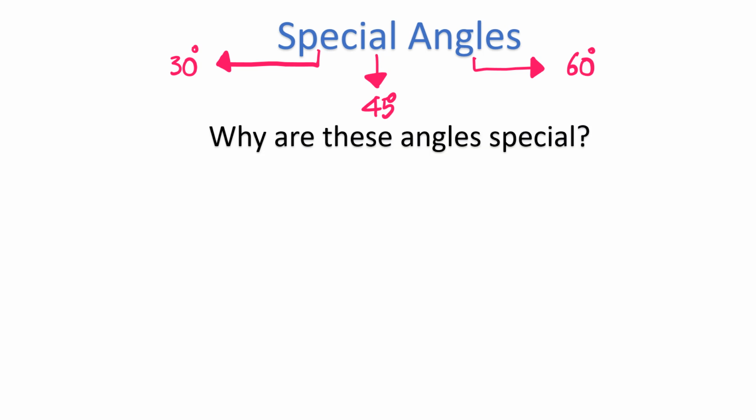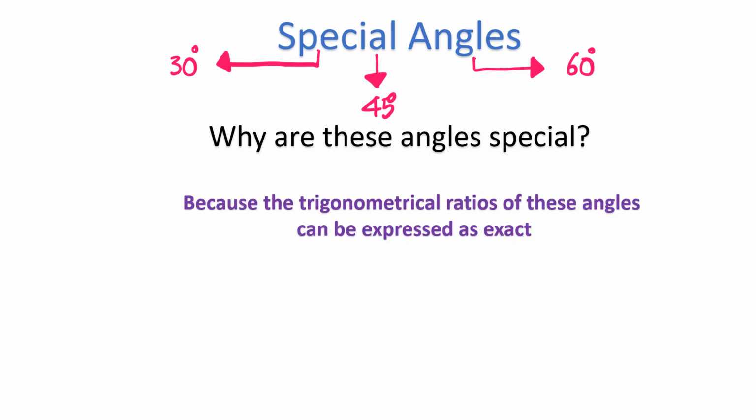To begin off, let's learn about some special angles. So what are the special angles? They are namely 30 degrees, 45 degrees, and 60 degrees. So there are many angles out there, and why are these three angles so special? Because the trigonometrical ratios of these angles can be expressed in exact form. All right, what does it mean? So let's look at the next slide.